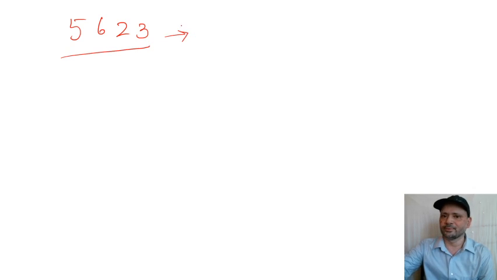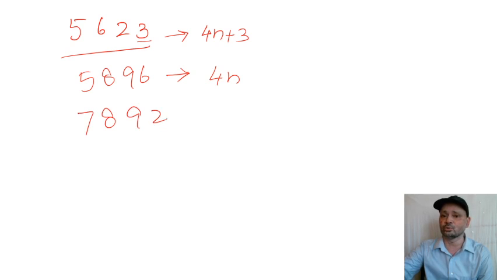Suppose, for example, you take 5623. This is 3 and before that there is an odd number, so it will be 4n plus 3 type. Similarly, 5896. You have 6 as the last digit and before that is an odd number, so it is 4n type. Similarly, you have 78923. You will have 3 and before that you have an odd number, so it is 4n plus 3 type.